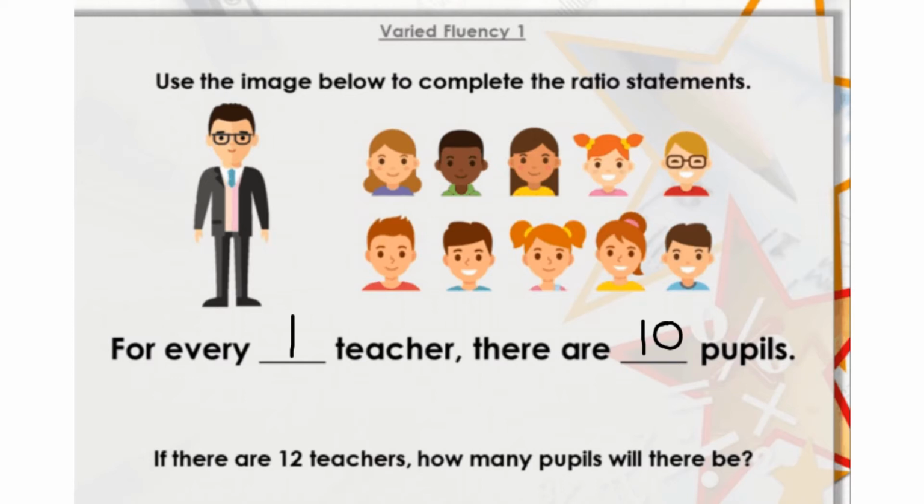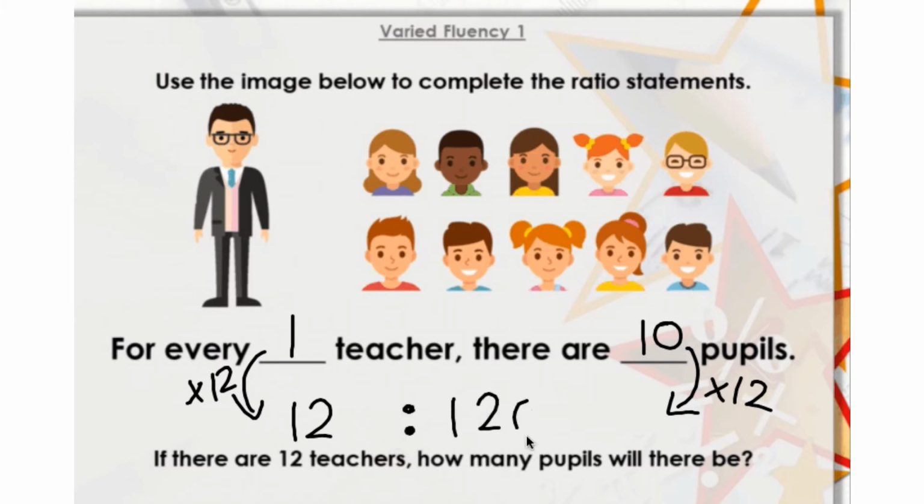If there are 12 teachers, how many pupils will there be? Okay, so if there are going to be 12 teachers, so instead of 1 teacher, there's going to be 12. So 12 teachers. And so instead of 10 pupils, it will be 120. We want to multiply both sides by 12. Converting ratio is very, very similar to converting fractions. You want to do the same to both parts.